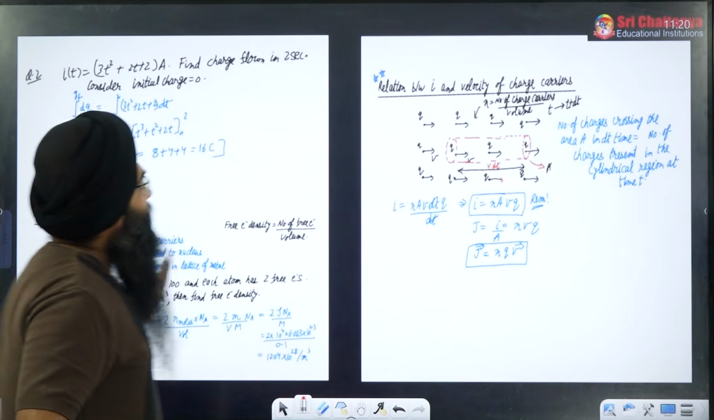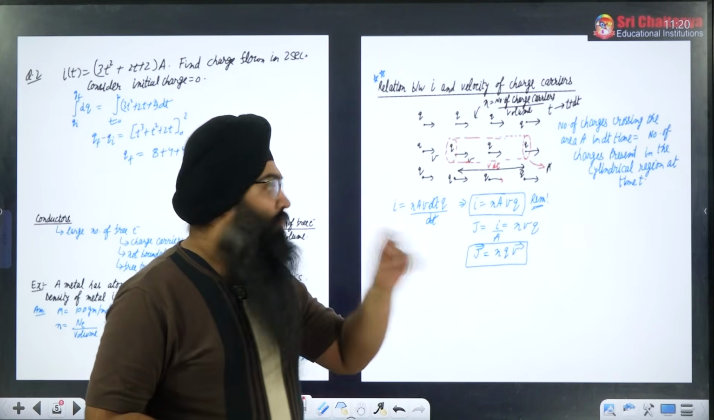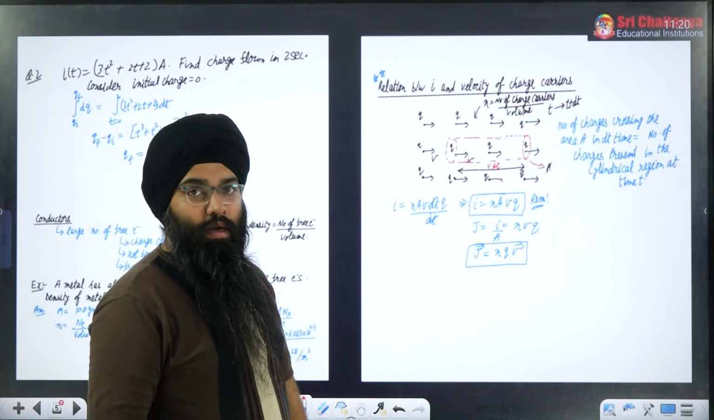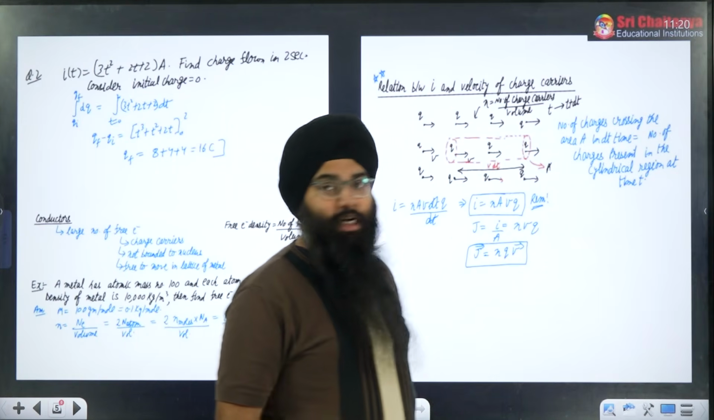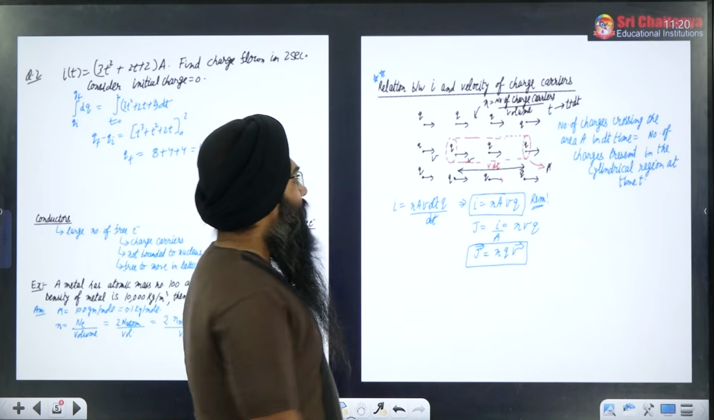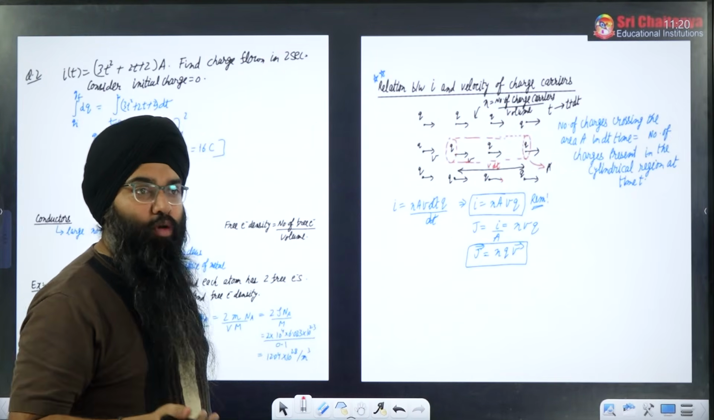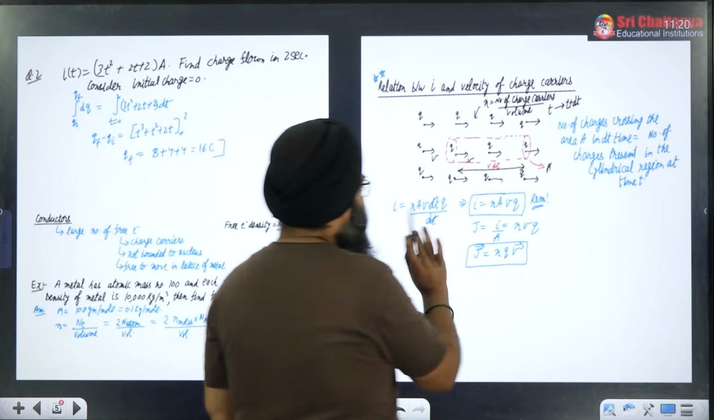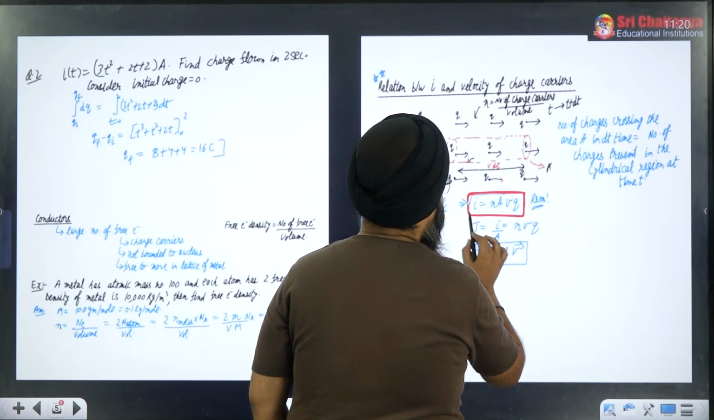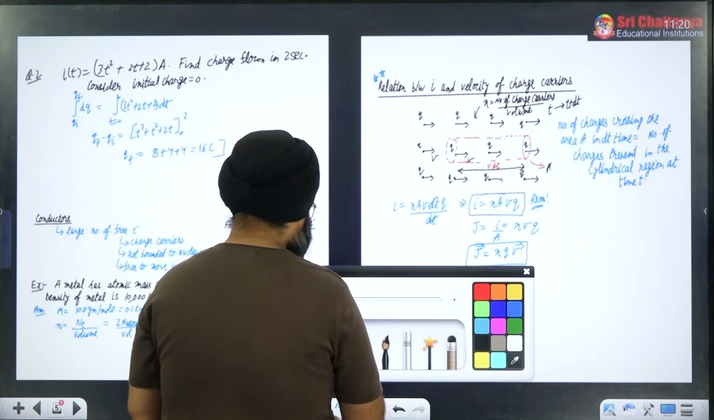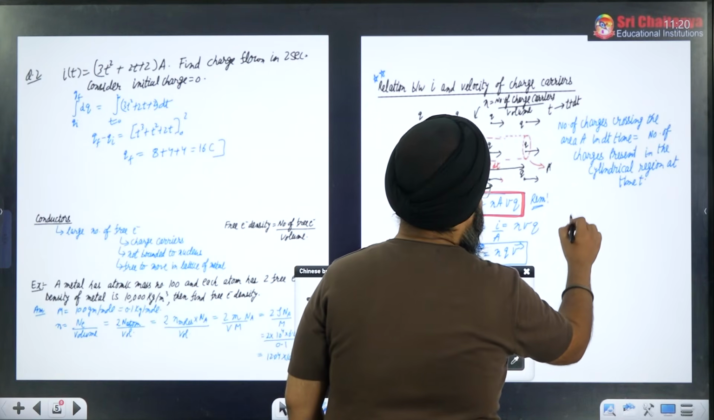Basically, whenever there are charge carriers moving with some velocity, I want to find the relation between the current and the velocity of charge carriers. So how will I calculate? See, the derivation is not important, you just have to remember the result. The result is more important right now compared to the derivation. So directly I am giving you the result. The current will be equal to N into A into V into Q.